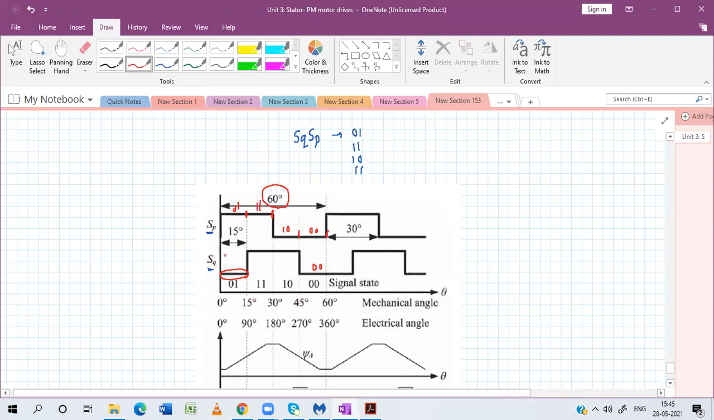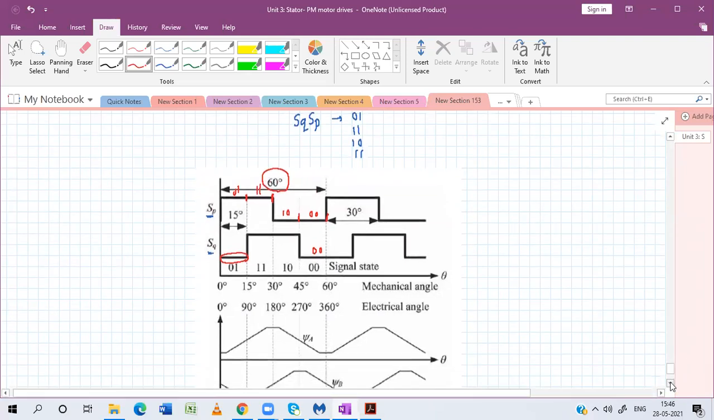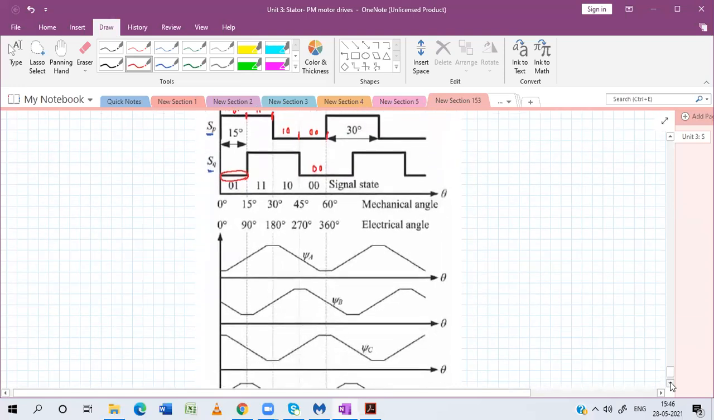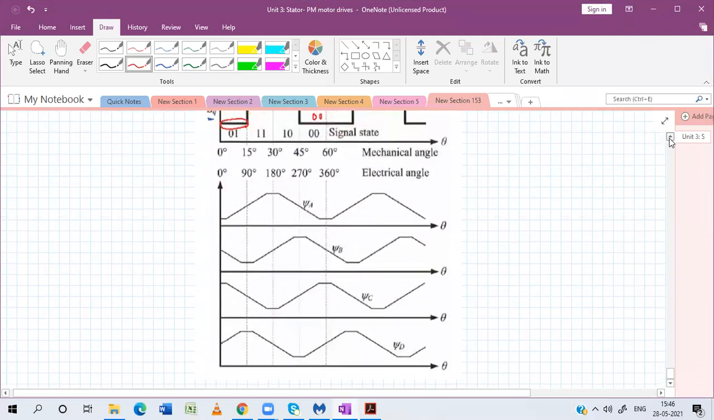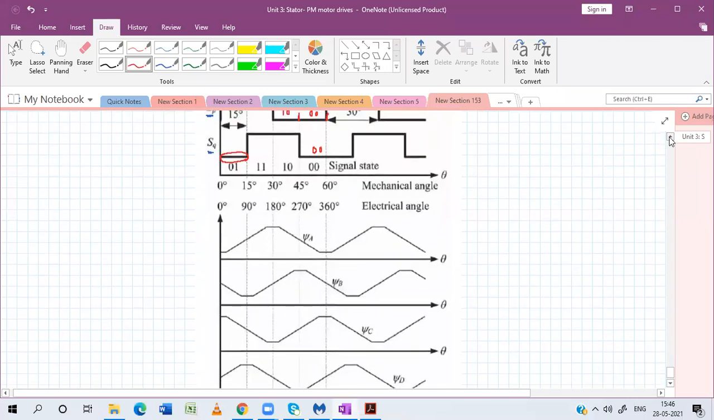It means your disc, which is called a slotted disc, has two optocouplers, SP and SQ, put on it. The one cycle is completed at 60 degrees. But in the case of electrical degrees, we have 4 windings, so we will get 4 waveforms of the flux linkage. Here it shows the flux linkage with the phase A winding, phase B and phase C. Now see over here.